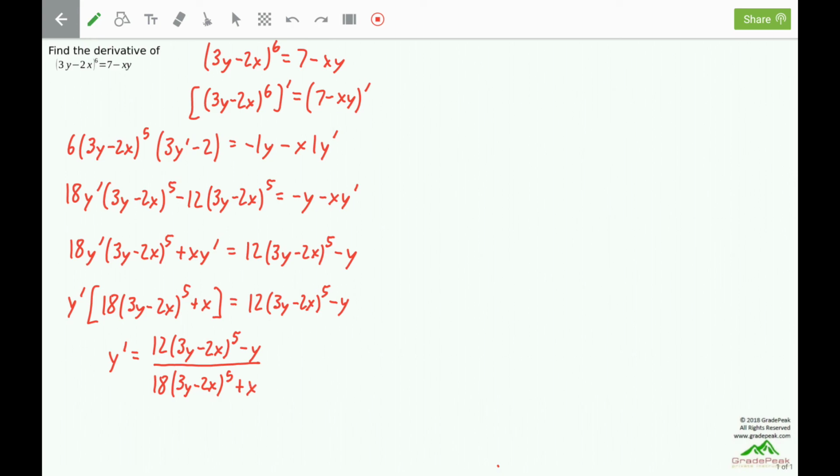It might be tempting to cancel out the (3y − 2x)^5 in the numerator and denominator, but in order to do that, we have to factor it out, and it only exists in the first term in the numerator and denominator, not in the second term, and therefore it cannot factor, and therefore it cannot cancel. So it remains alone in the first term of each, and there's our derivative, y prime.